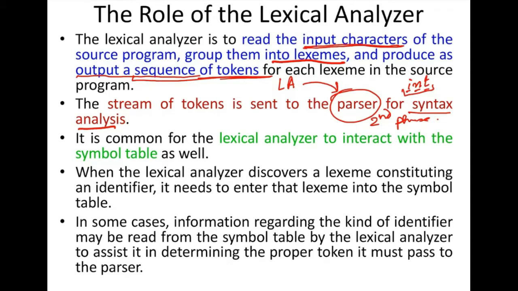It is common for the lexical analyzer to interact with the symbol table as well. As I told you, most of the phases of the compiler, mainly the first six phases, need to communicate with the symbol table. And what is the symbol table? I told you that when the lexical analyzer generates a token, one copy of the token is sent to the parser, and the detail of the token is put into the symbol table, so that other phases of the compiler, if they need the detail of the token, can go to the symbol table and find it out. So the symbol table is nothing but a kind of database.